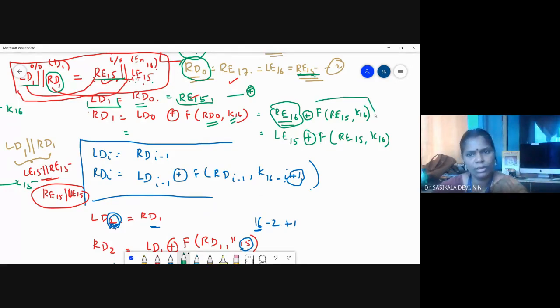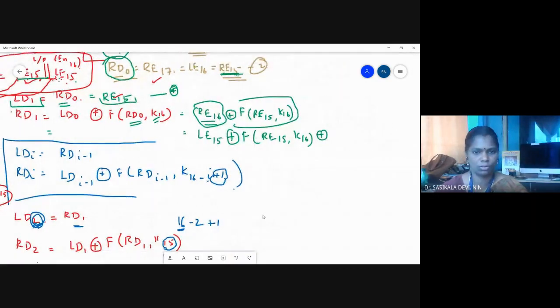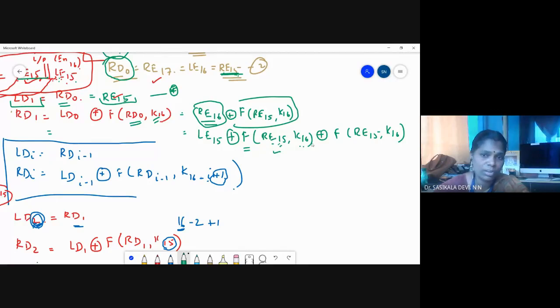Now take this out. XOR of F of RE15 comma K16. Irrespective of the function, whatever complex function it may be, the parameters remain the same: RE15 and also RE15, K16 and K16. So this is one input to this XOR.